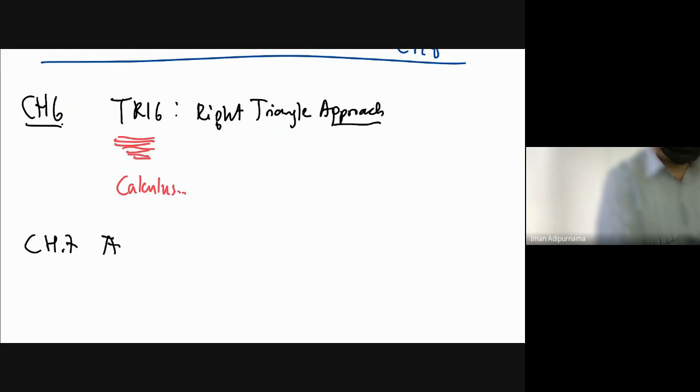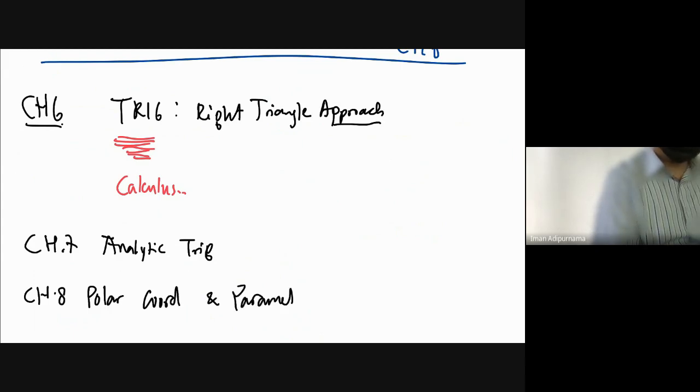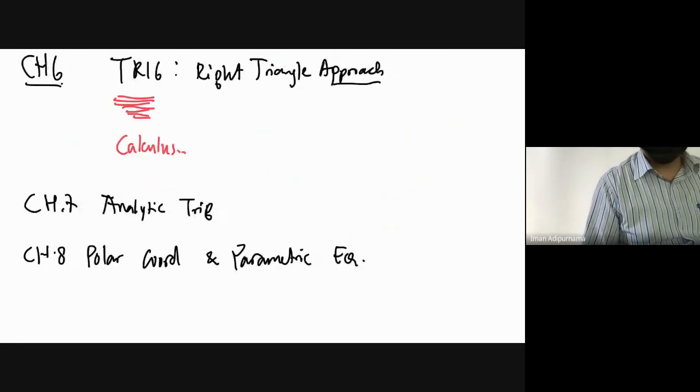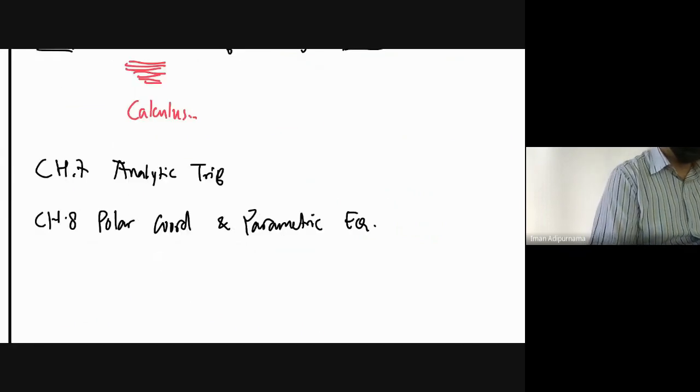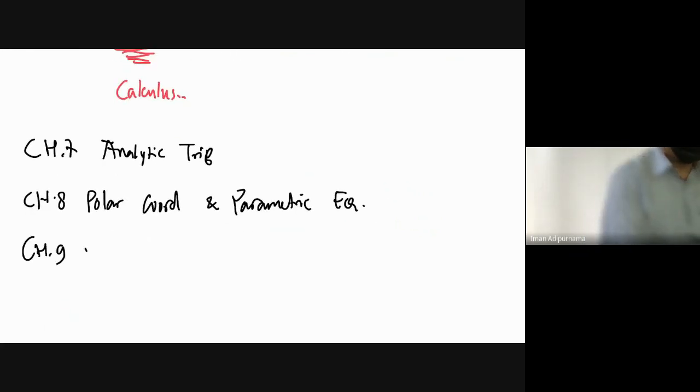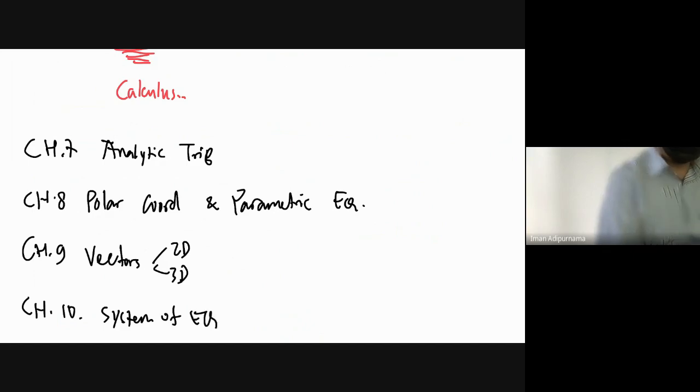This is the analytic trigonometry. Chapter 8 is polar coordinates and parametric equations. And chapter 9 is vectors, 2D and 3D vectors. Chapter 10 is system of equations and inequality.